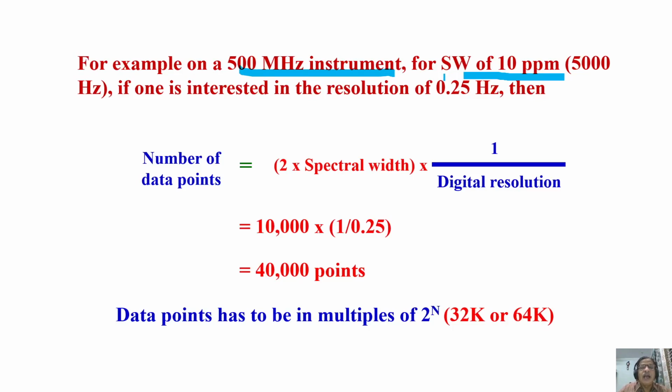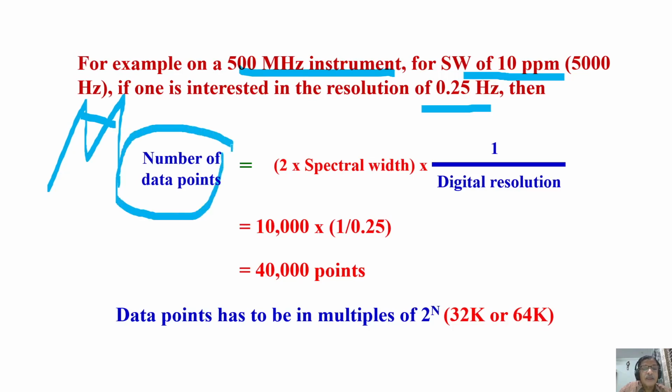Let us say I have two peaks separated by 0.5 hertz. I want to get a resolution of less than 0.5 hertz so that I can resolve two peaks like this, which are separated by 0.5 hertz. So if that is the case, how many data points do you have to choose? That you can decide based on this equation.